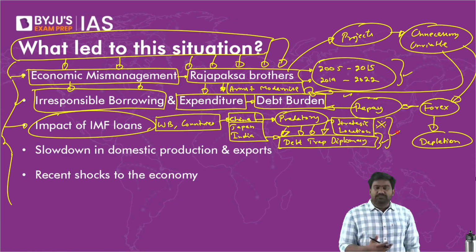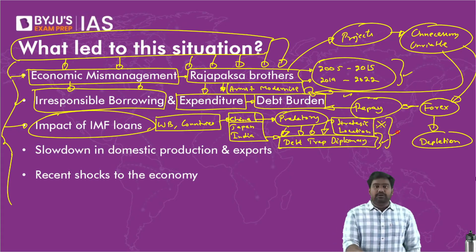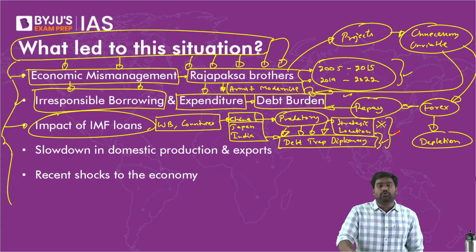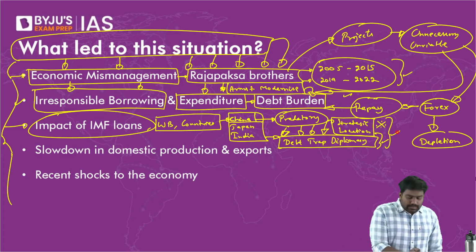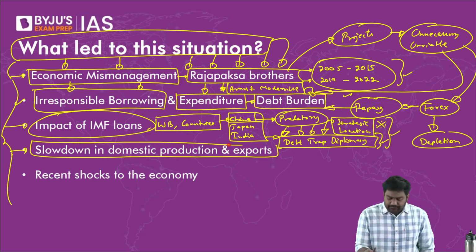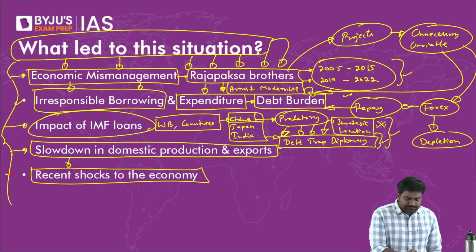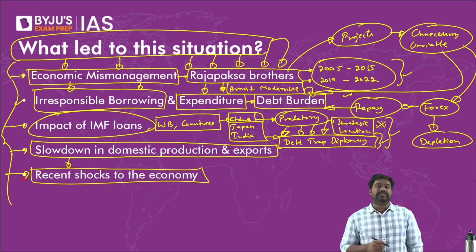So Sri Lanka, which has borrowed heavily from China and all these sources, suffered from the debt burden, which played a prime role in this crisis. Other than that, the Sri Lankan economy had slowed down drastically, especially due to recent shocks. There was a major slowdown in its economy.